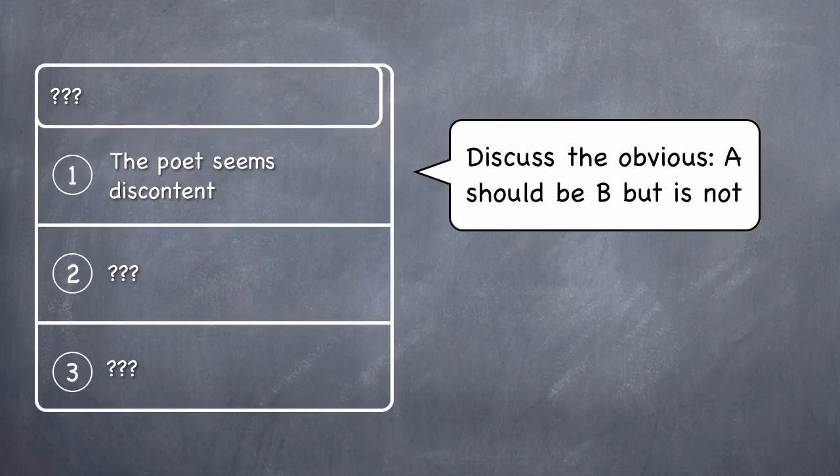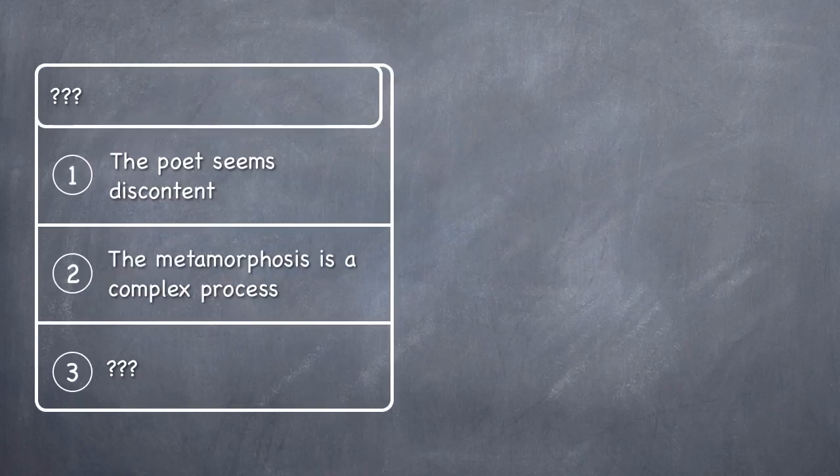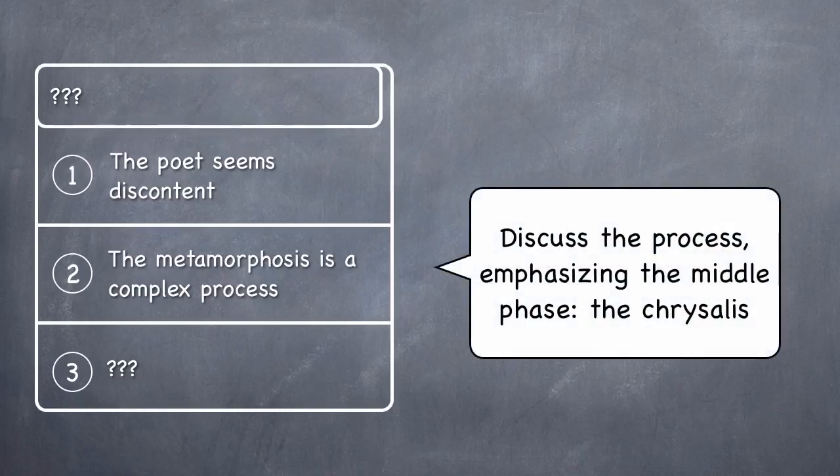That's all. Next, in section 2, I'm going to talk about the metamorphosis of going from caterpillar into a butterfly. And I'm going to say it's a complex process. I'm going to discuss the process, emphasizing the middle phase, the chrysalis. I'm really going to emphasize it because it gives me a lot of room to talk about it. It's very interesting because, again, the chrysalis is this very vulnerable stage of transition from the caterpillar into the butterfly.